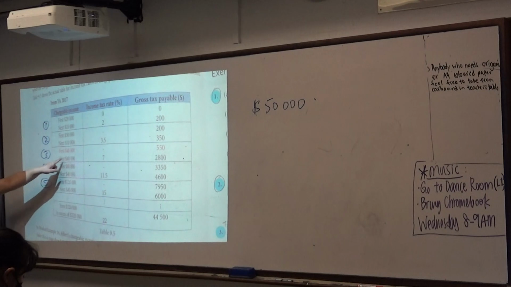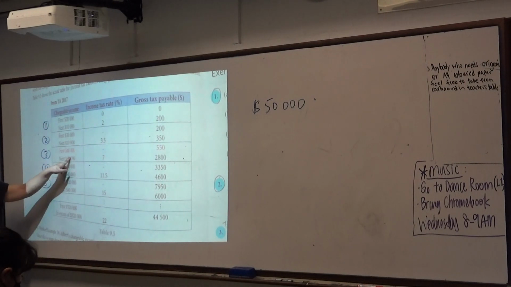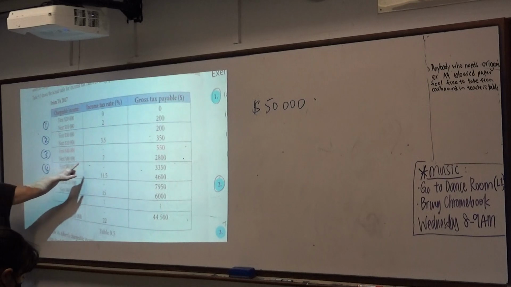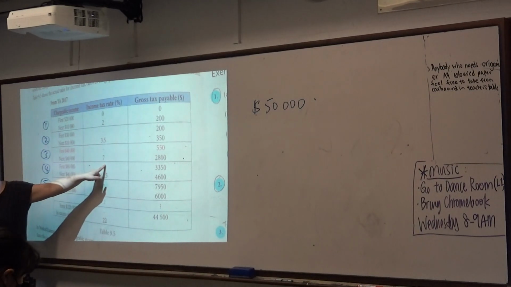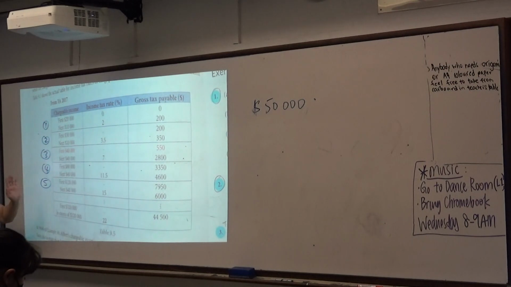50,000. Can you see I look at row number 3? Because 40,000, right? Then how many thousand left? 10,000. Then this one 40 only. I take 7% times 10,000. I will get the amount of the tax. Do you understand? You must see which row you are looking at.